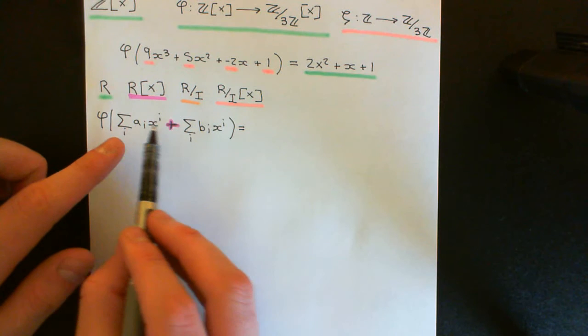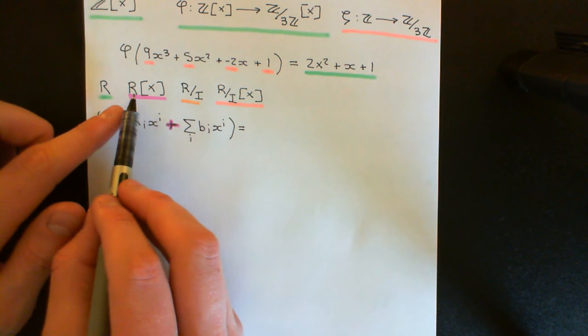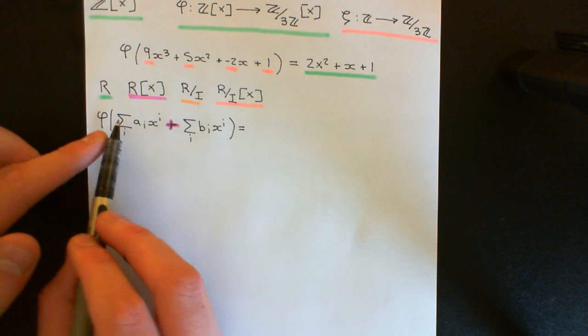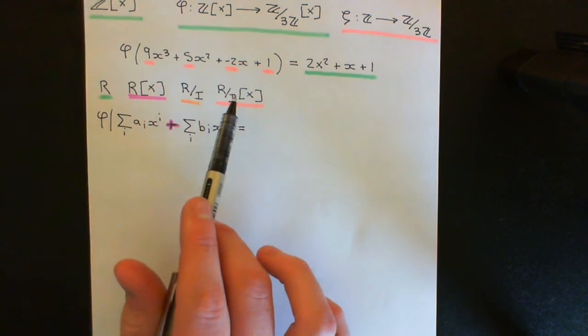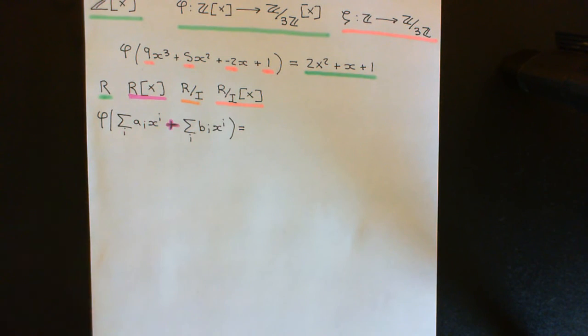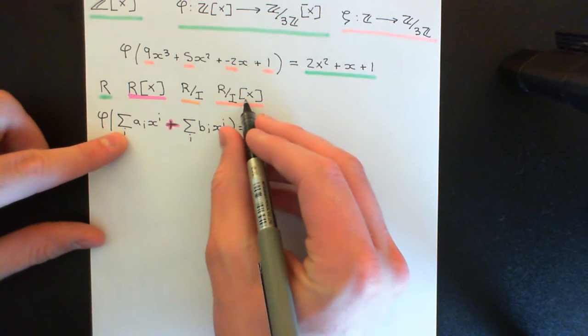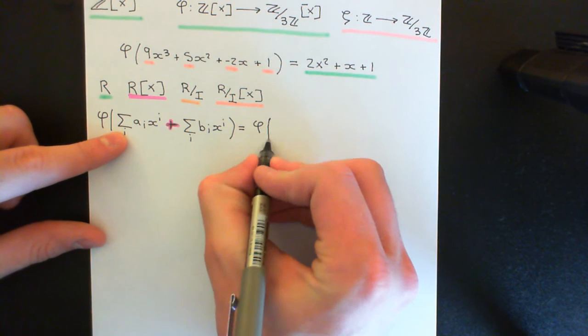So if I add these two together firstly in the ring of polynomials over the ring capital R here, and then map it into the ring of polynomials over the quotient ring here, that I get the same answer as if I firstly map each of these into the ring of polynomials over the quotient ring here.